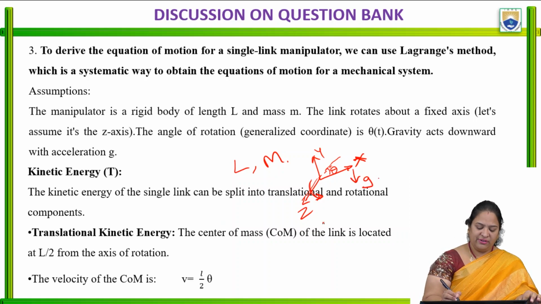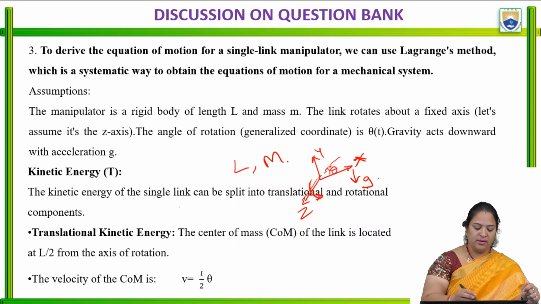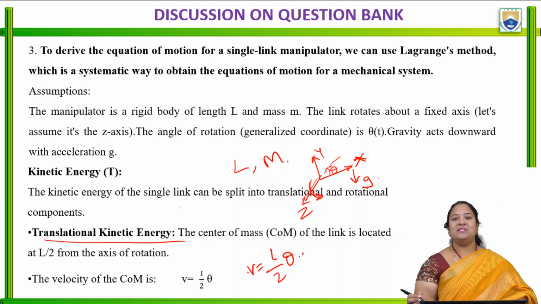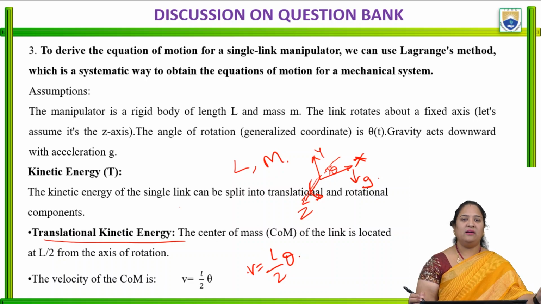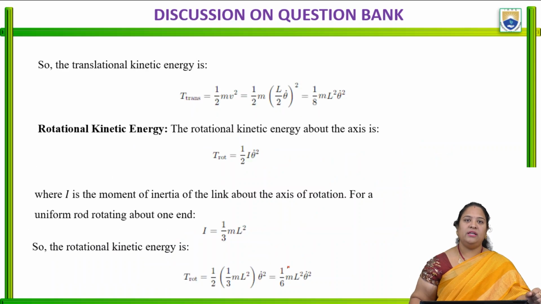The kinetic energy of the single link can be split into translational and rotational components. The translational kinetic energy is written with the velocity v equal to L by 2 theta dot. That is, as per the center of mass of the link, for example, this is the link, the center of mass is at L by 2, so the velocity is written as L by 2 theta dot.